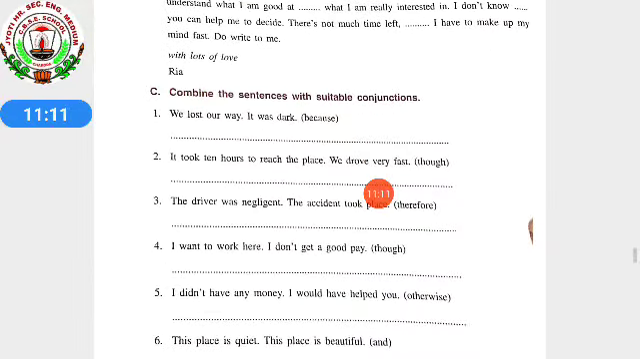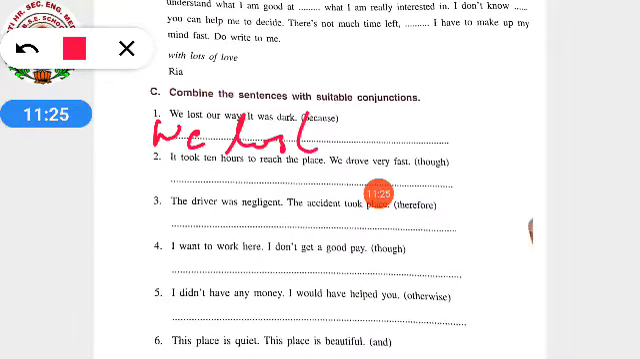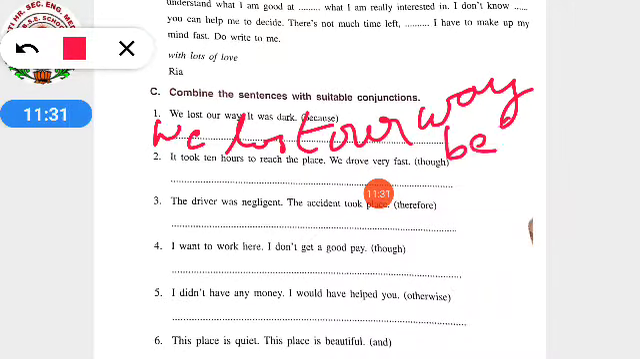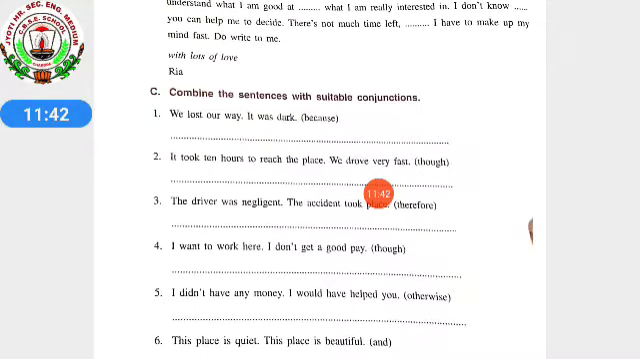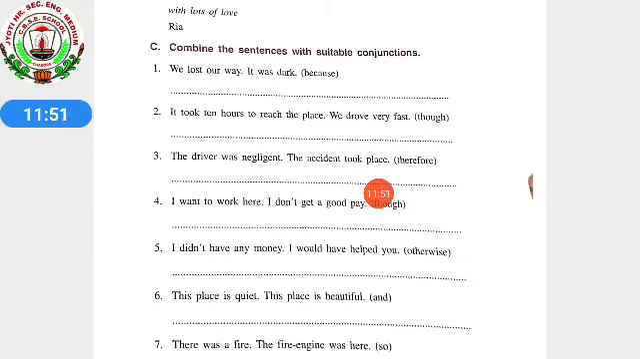Combine the sentences with suitable conjunctions. Now you have to combine the sentences with a suitable conjunction. What is the conjunction given in the first sentence? Because. So it is: we lost our way. Full stop. It was dark. So it will be: we lost our way because it was dark. So total 10 are there. Till 5 I will be telling you. Second one: it took 10 hours to reach the place.